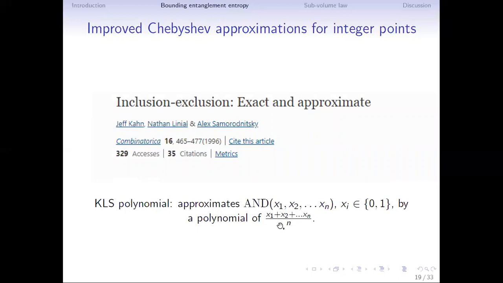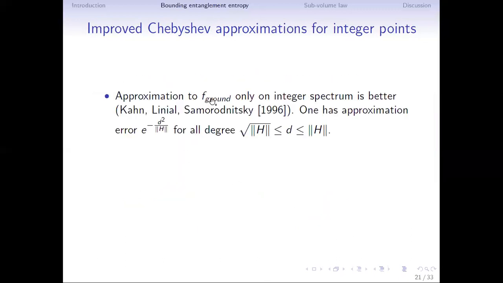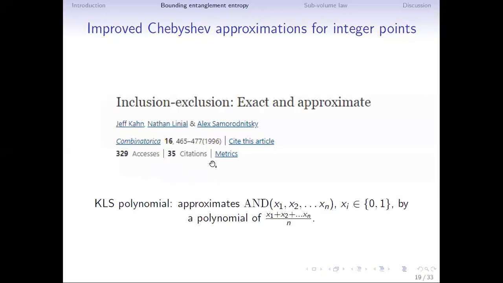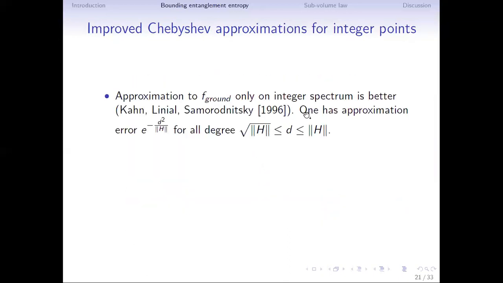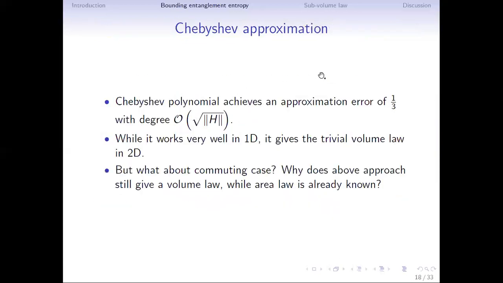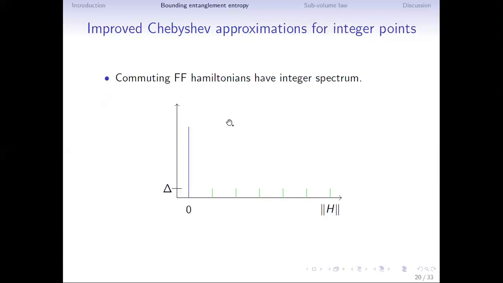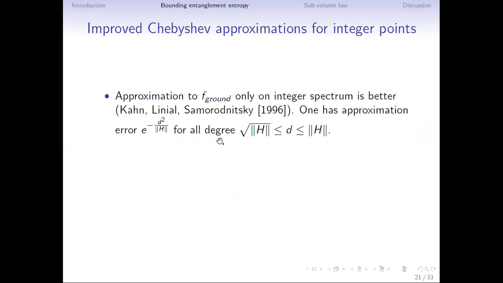Now, this directly relates to the fact that this quantity takes integer fractions, that is 1 over n or 2 over n all the way to n over n. Now I can use this approximation for f ground, which is the same as the approximation that was constructed here, but only for the integer spectrum. And what one obtains from this work is that an error of e to the power minus degree squared over the norm is possible for all degrees in the range from root of the Hamiltonian's norm to the Hamiltonian's norm. This is better than the Chebyshev approximation. If you take the power of the Chebyshev approximation, you will get something bigger than this, whereas this gives a quadratically better approximation error.